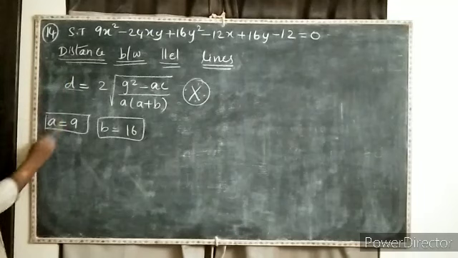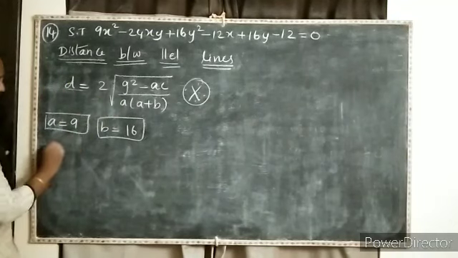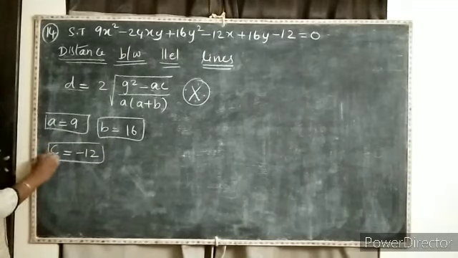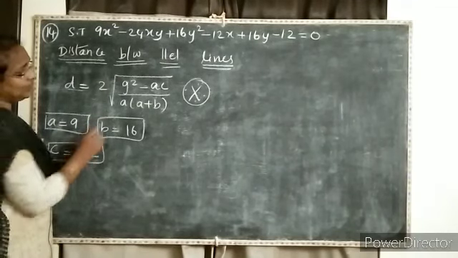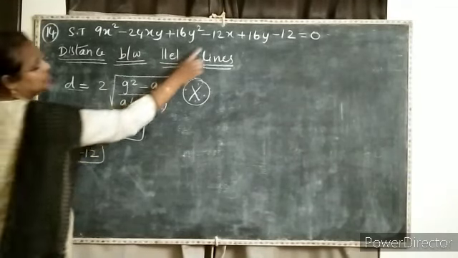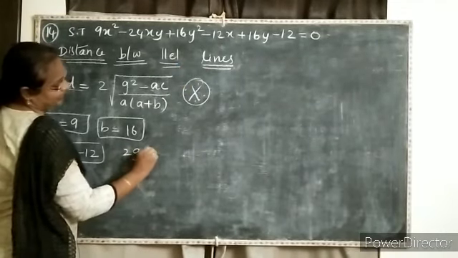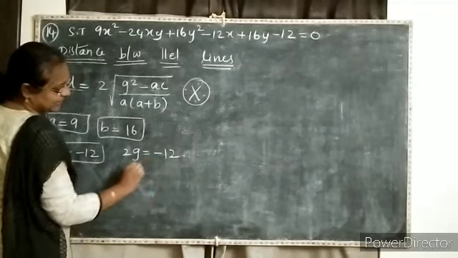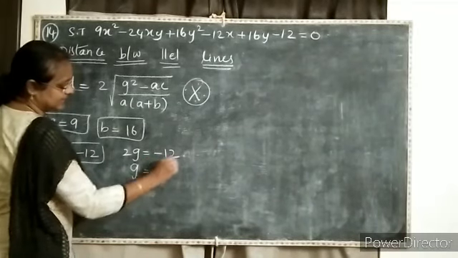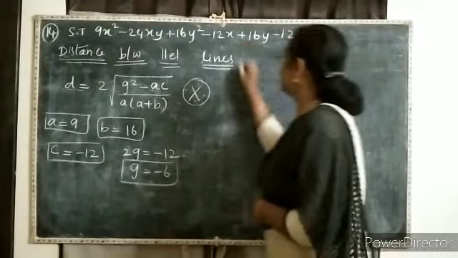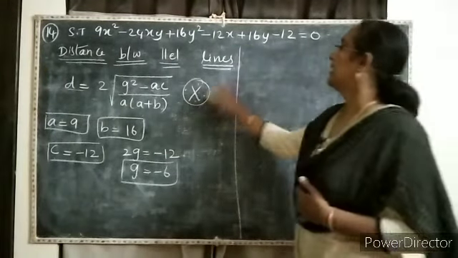Now I need the value of c. c is −12. Then I need the value of g. We have 2gx, so 2g is equal to −12, so g takes the value −6. Now we are going to substitute all these values in the formula.